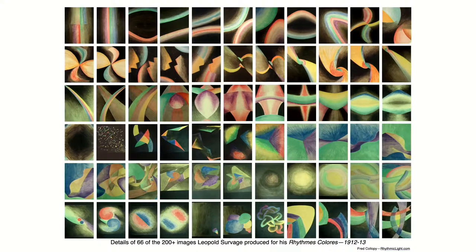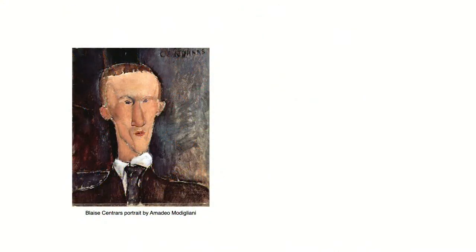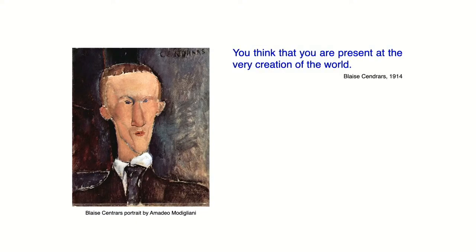Sauvage painted over 200 watercolors that he thought of as keyframes for a color film in which forms would grow, change color, and dance about the screen. This was before color film stock was yet invented. When the poet Blaise Cendrars saw Sauvage's colored rhythms, he exclaimed, "You think you are present at the very creation of the world." Picasso was encouraged to drop by Sauvage's studio, where he drew a small sketch of Sauvage at work on one.